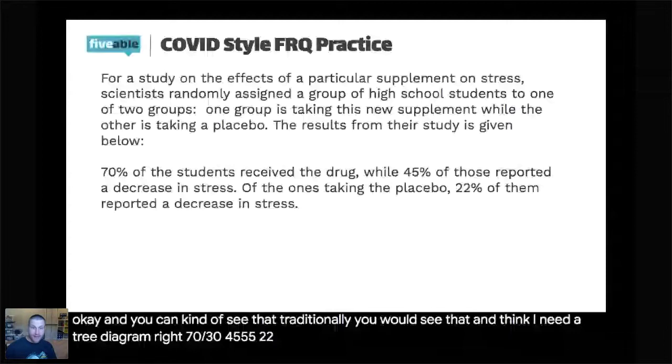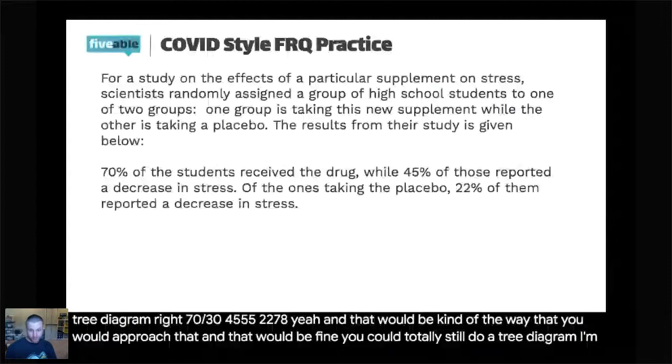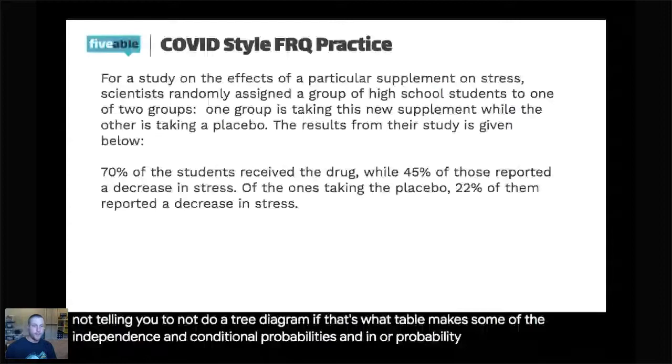And that would be fine. You could totally still do a tree diagram. I'm not telling you to not do a tree diagram if that's what you're comfortable doing. I just think that the two-way table makes some of the independence and conditional probabilities and the OR probabilities easier to do. But tree diagrams are completely okay as well.